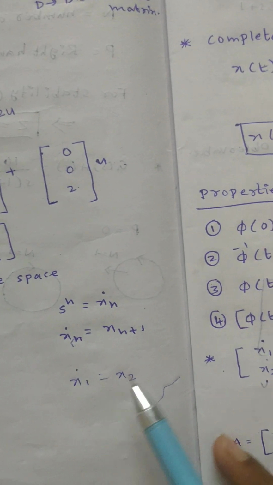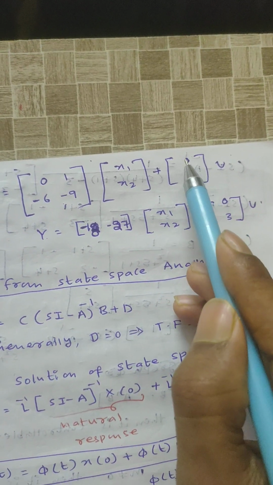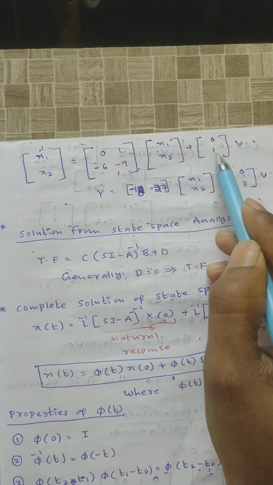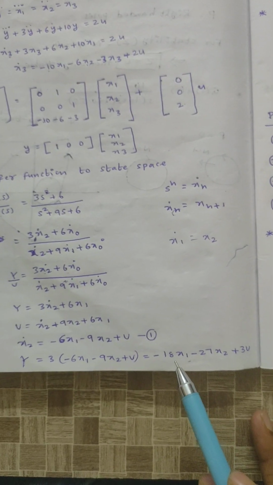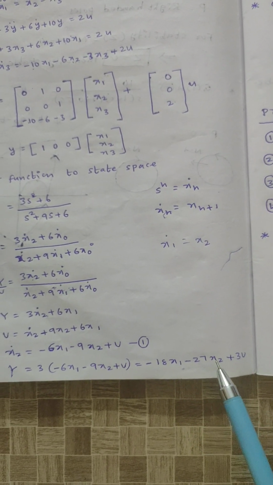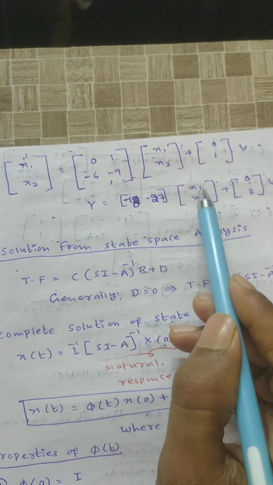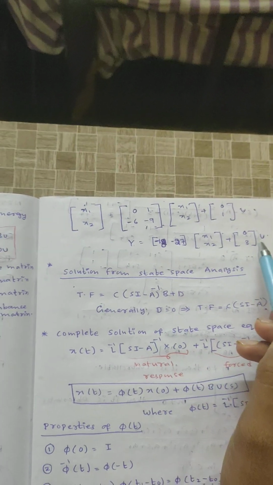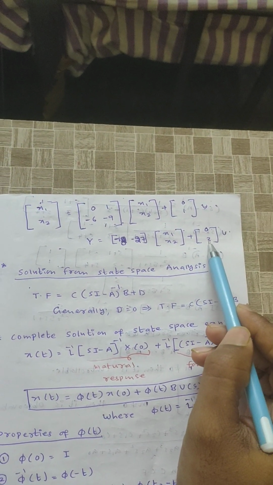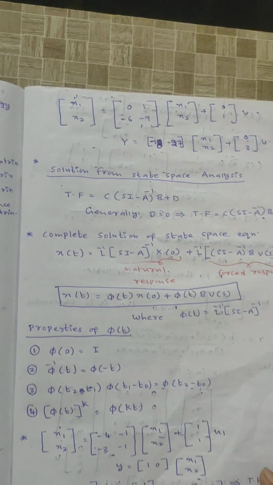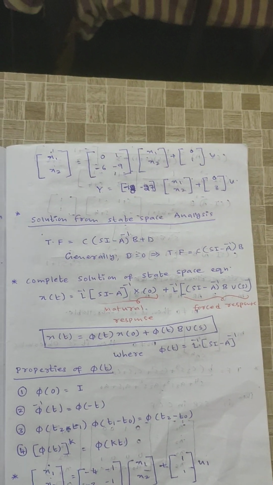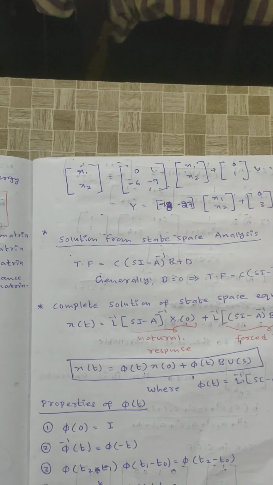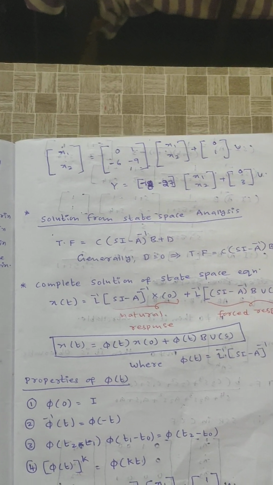Whereas x1 dot doesn't have any input term, that means the x1 value here is 0, and the x2 term will be only 1. Next, output y is equal to minus 18x1 minus 27x2 plus 3 into u. In this way we can represent the given transfer function in state space analysis.